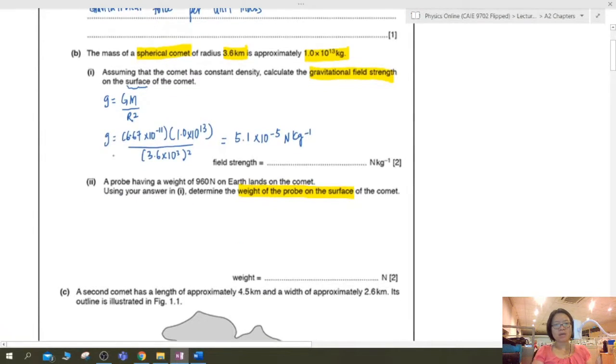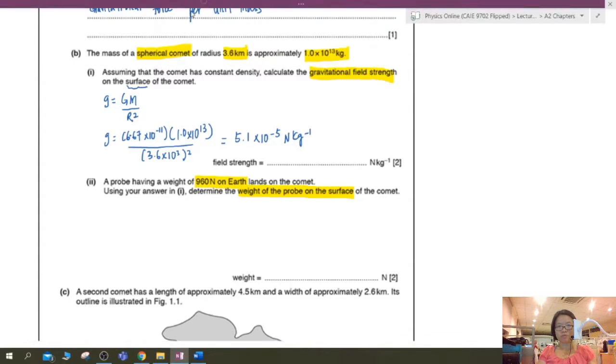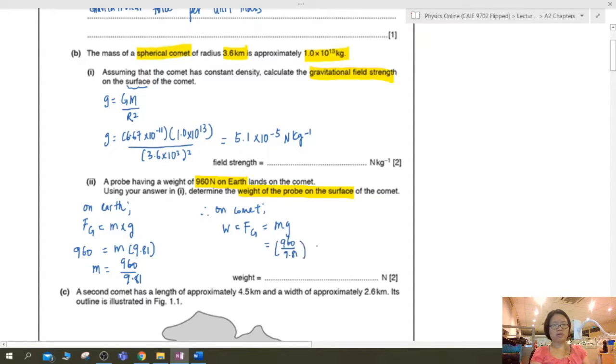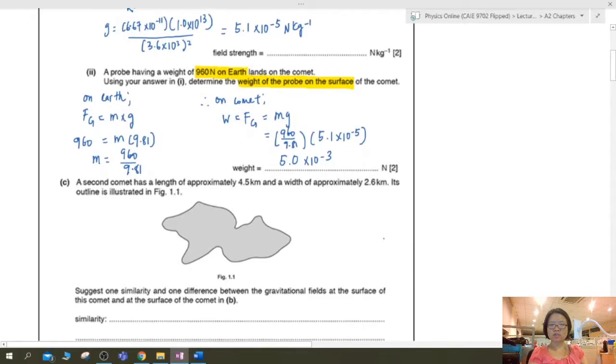So now you have a probe, 960 Newton on Earth, and now using your answer above, find the weight of the probe on the surface of the comet. So if you remember, on Earth, or in all cases, gravitational force or weight is known as mass times gravitational field strength. So on Earth, 960 Newton will be m times 9.81. So the mass of this probe will be 960 over 9.81. So on the comet, W is once again equal to mg. So if W is equal to mg, then you can just substitute the m, 960 over 9.81, times g. That's all. Looks pretty light because it's a small comet.